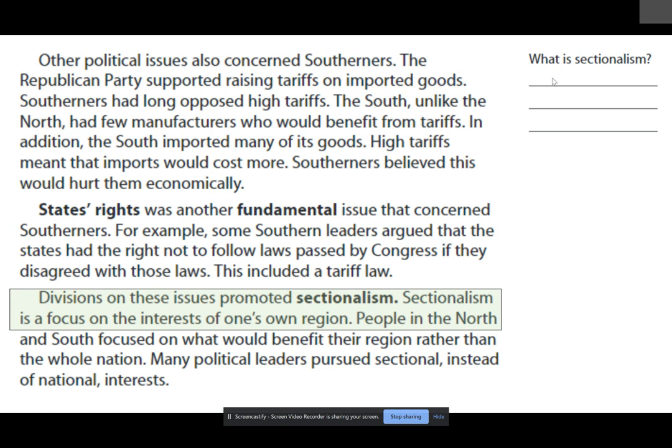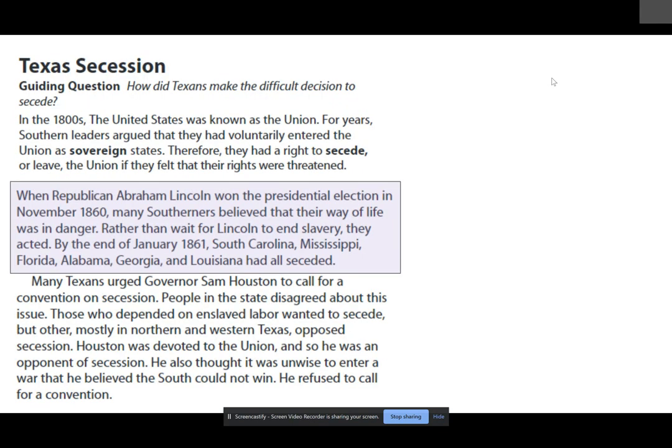States' rights was another fundamental issue that concerned Southerners. For example, some Southern leaders argued that states had the right not to follow laws passed by Congress if they disagreed with those laws. This included a tariff law. Divisions on these issues promoted sectionalism. Sectionalism is a focus on the interest of one's own region. People in the North and South focused on what would benefit their region rather than the whole nation. Many political leaders pursued sectional instead of national interest.